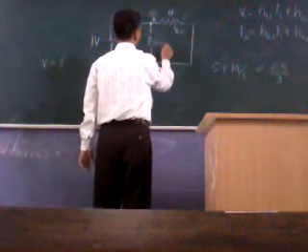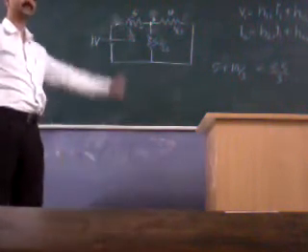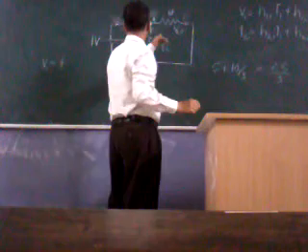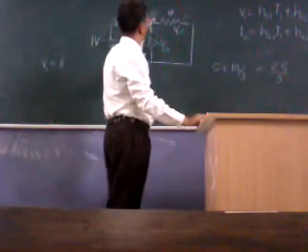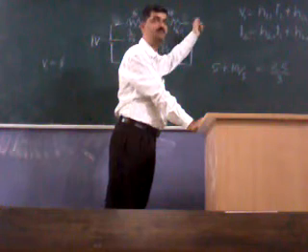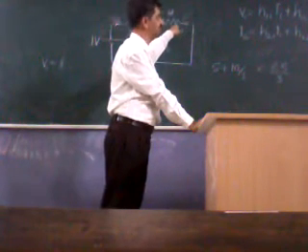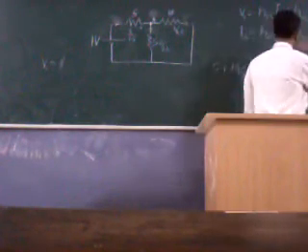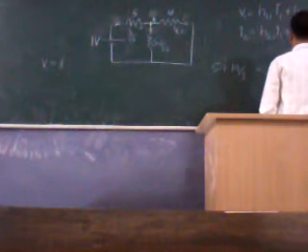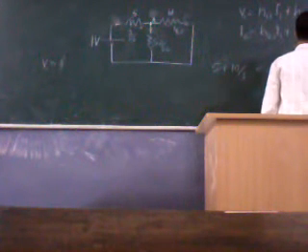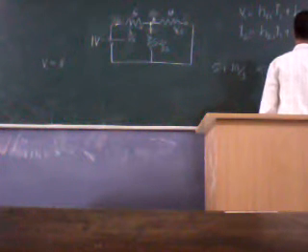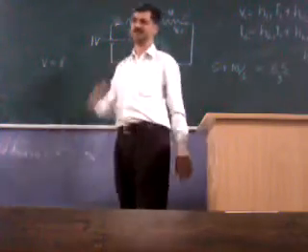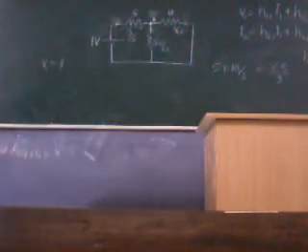And is it alright? In which way? In this way and this way. So I1 is 3 upon 25. Current is flowing like this. What is I2? Minus 1 upon 25. So I2 is minus 1 upon 25. So H21 is I2 upon I1. What is H21? I2 is minus 1 upon 25, I1 is 3 upon 25. So H21 is minus 1 by 3. Right?